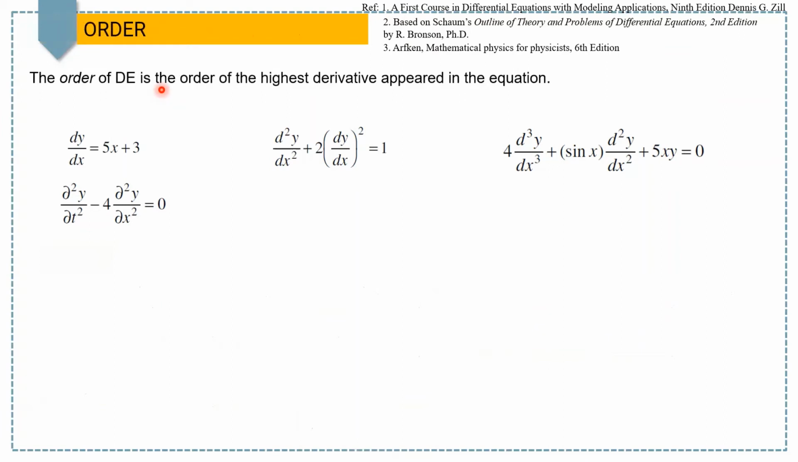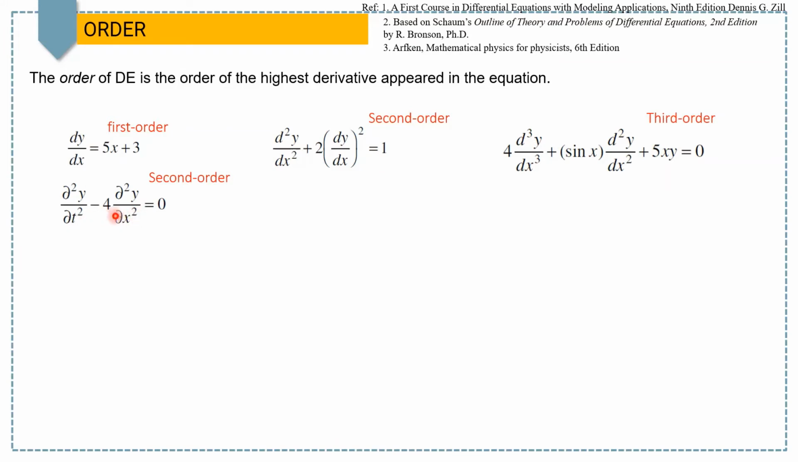The order of a differential equation is the order of the highest derivative appearing in the equation. For example, if you look at this differential equation, here the highest derivative is 1. So the order of this differential equation is 1, and we call it a first order differential equation. If you look at this differential equation where the highest derivative is 2, this is a second order differential equation. And this is a third order differential equation because the highest order appearing in this equation is 3.